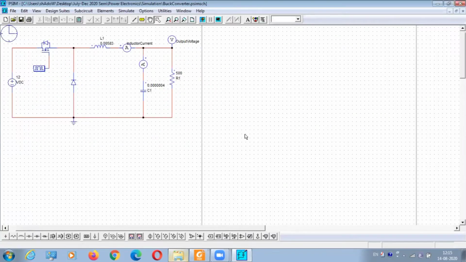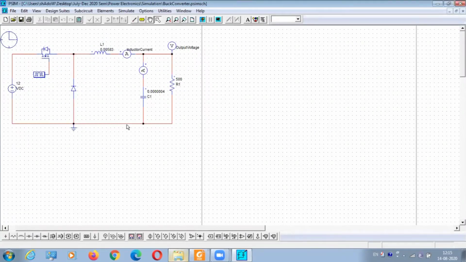The simulation screen is visible. Is the simulation screen visible? PSIM? Anyone? Is the simulation visible?